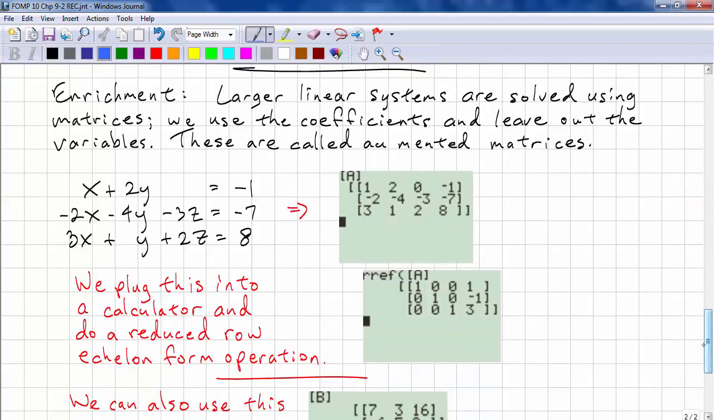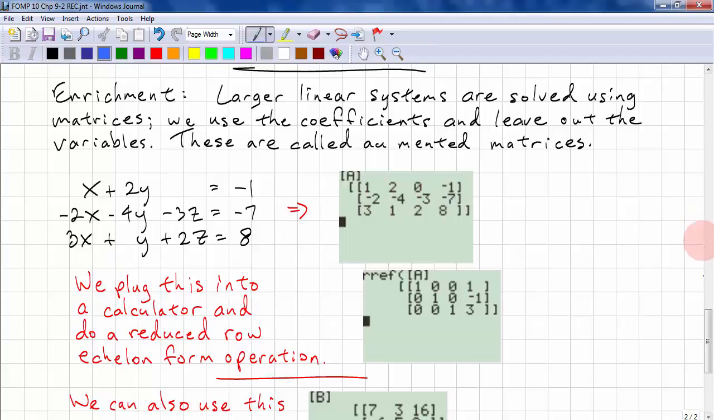So this is a bit of an enrichment lesson. We can solve larger linear systems using matrices. And so what we do is we just use the coefficients and leave out the variables as long as everything's lined up. So we have x's, y's, and z's, and the constants. So we enter this on a calculator. I'm not going to show you this now, but this is for your information since most of you don't have a graphing calculator yet. So we enter the coefficients 1, 2, 0, negative 1, and so on.